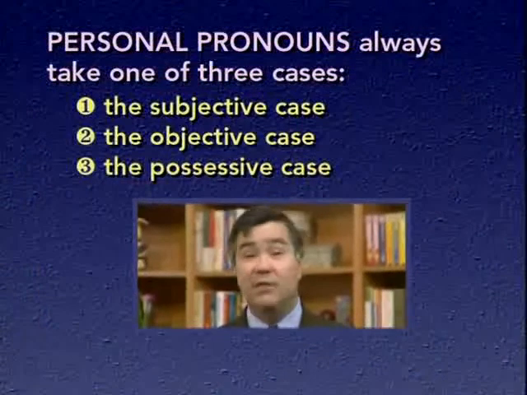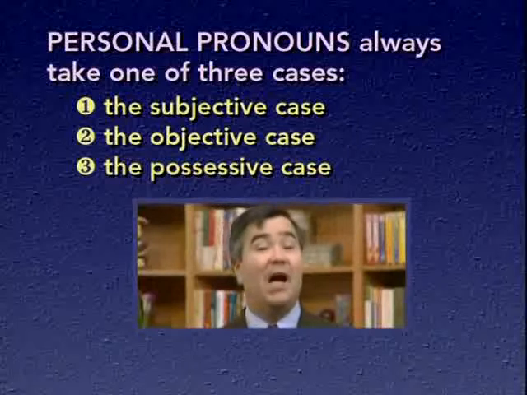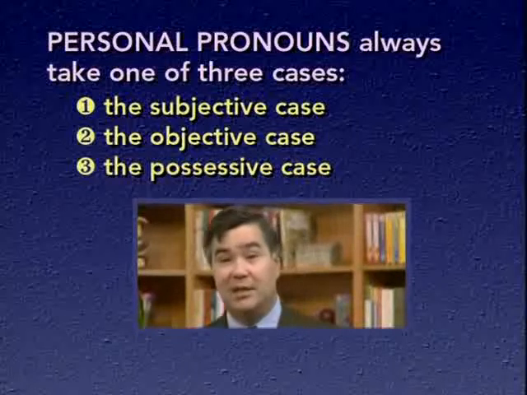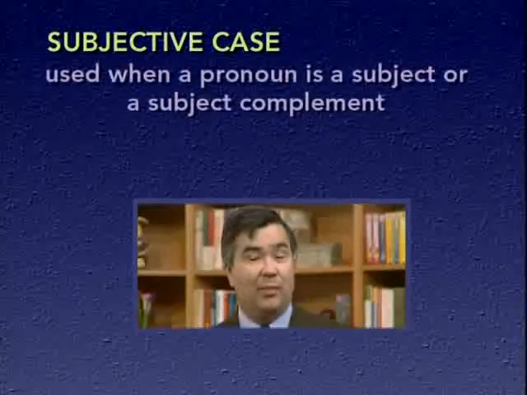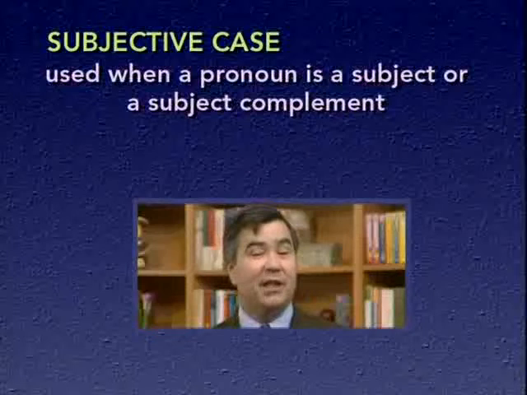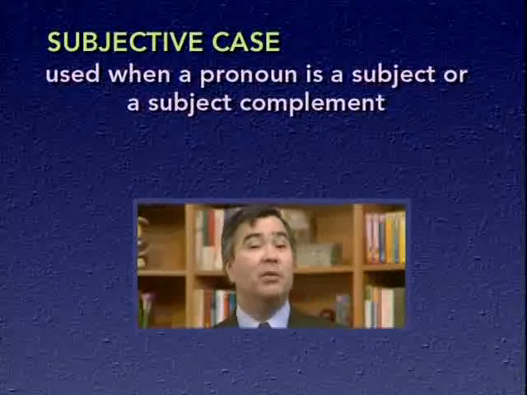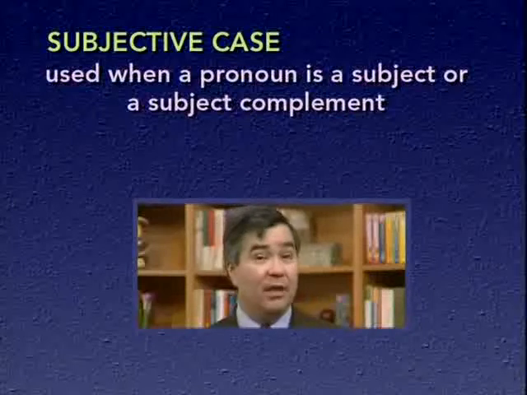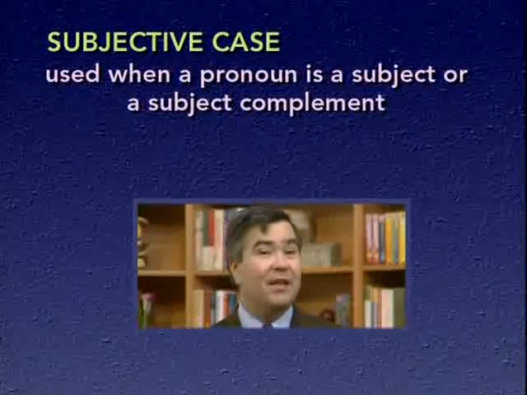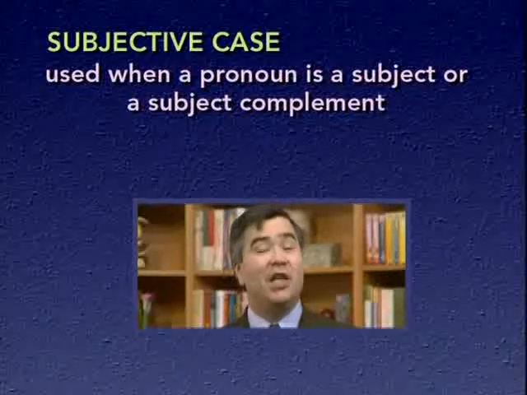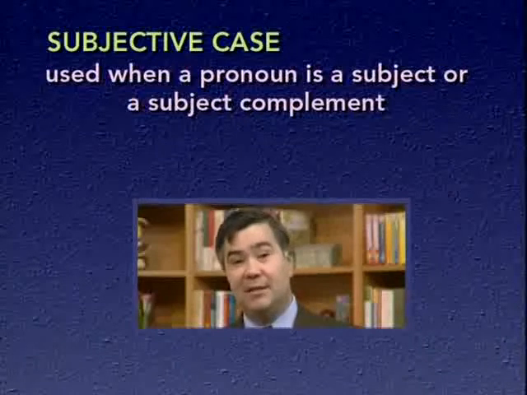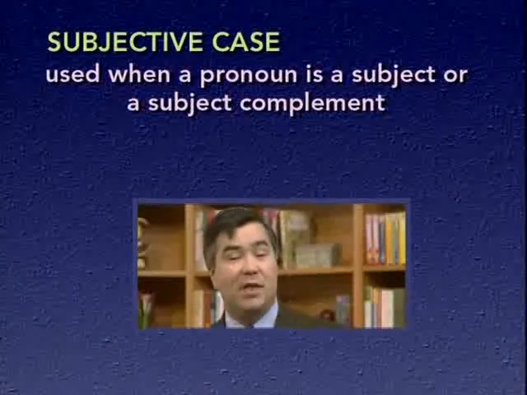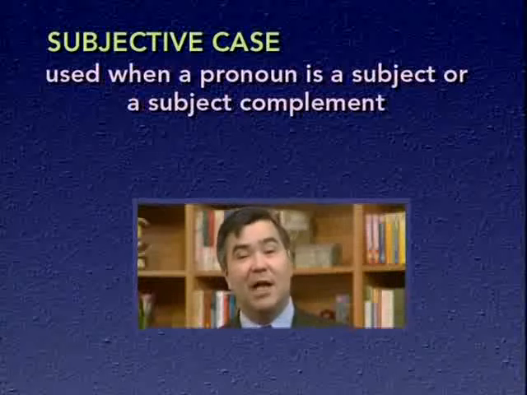Let's take a moment to look at each of these cases and explain exactly how and when they should be used in an English sentence. First, the subjective case. The subjective case is used when the pronoun is a subject or a subject complement. As you recall, the most important word in any sentence is the verb. Now, the subject of the verb is the person, place, thing, or idea that does the action of the verb. Now, when a pronoun is the subject of the verb, it should always be in the subjective case. A pronoun should also be in the subjective case when it serves as a subject complement.